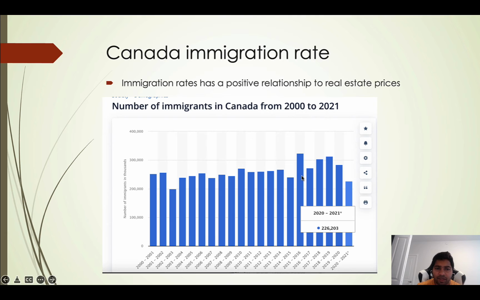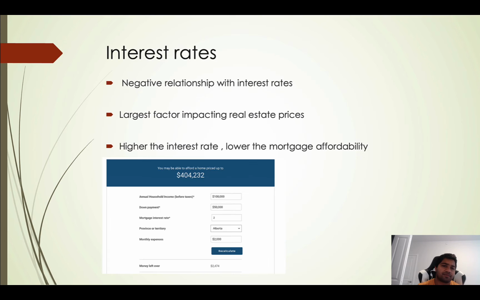If you see, Canada accepts around 300,000 immigrants every year, right? Since COVID-19 started, since the pandemic started, we are not close to that. So the number of immigrants has been going down. If the number of immigrants coming into this country picks up again in 2022 or 2023, then we can again see an upward pressure on the real estate market.